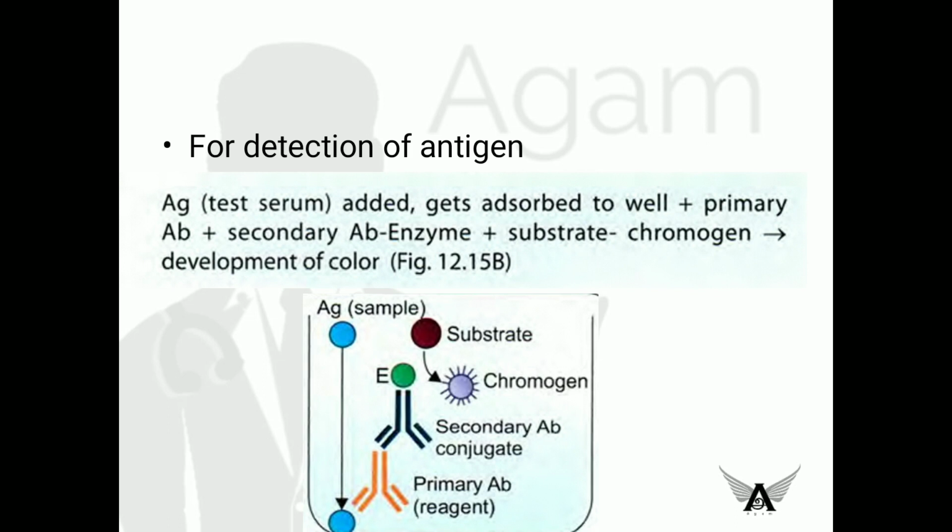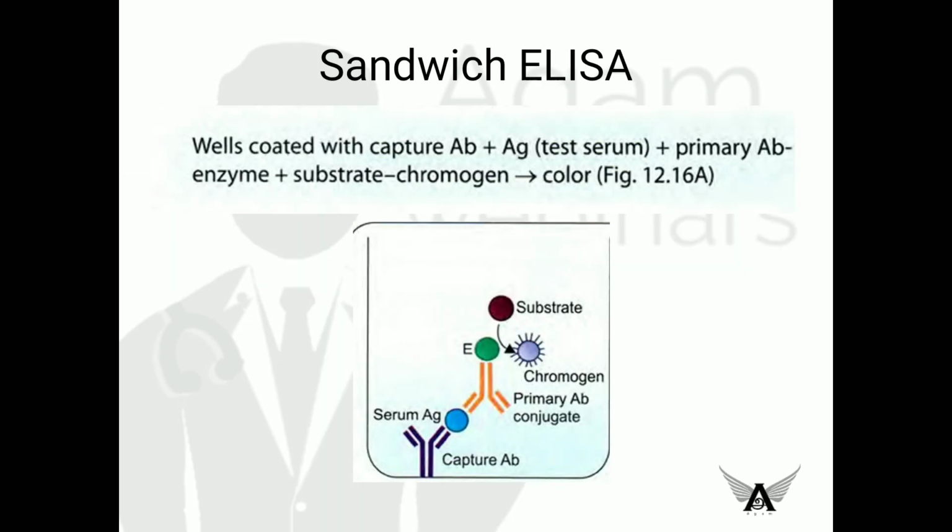Here we are not coating the well with the antigen. Only for detection of antibodies in indirect ELISA, we are coating the well with the antigen. Okay, we completed direct and indirect ELISA. Moving on to sandwich ELISA, we'll see the principle and mechanism.